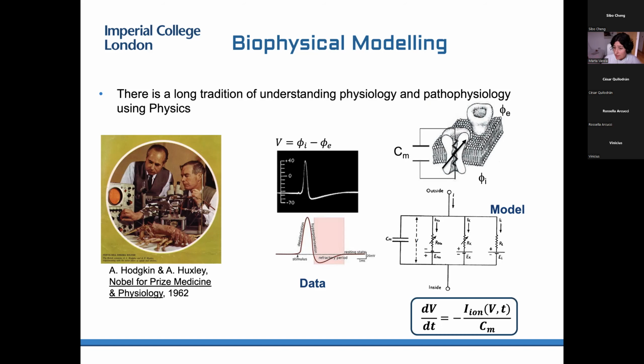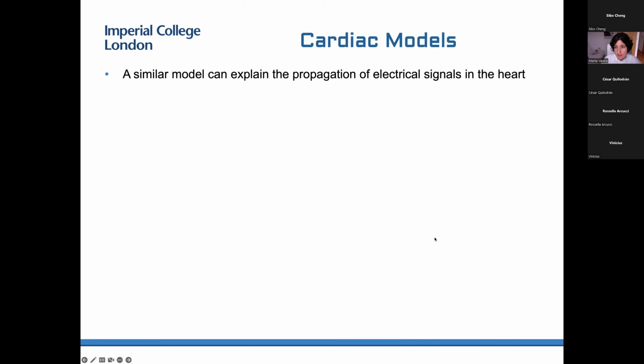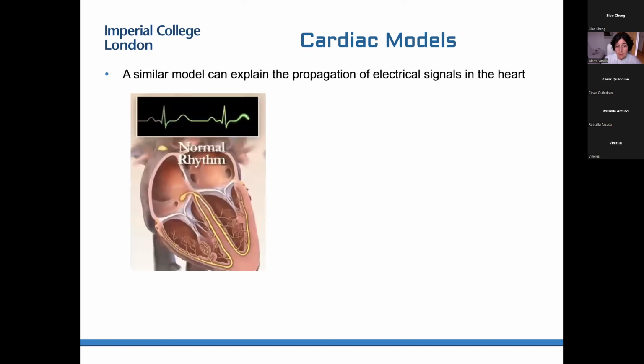You can also express this as a differential equation. The change with time of the membrane potential is given by this combined sum of what's called the ionic model. And you can extend this and use a similar model to study other excitable cells, namely cardiac cells in the heart. So we all think of the heart as a pump to send blood around the body.